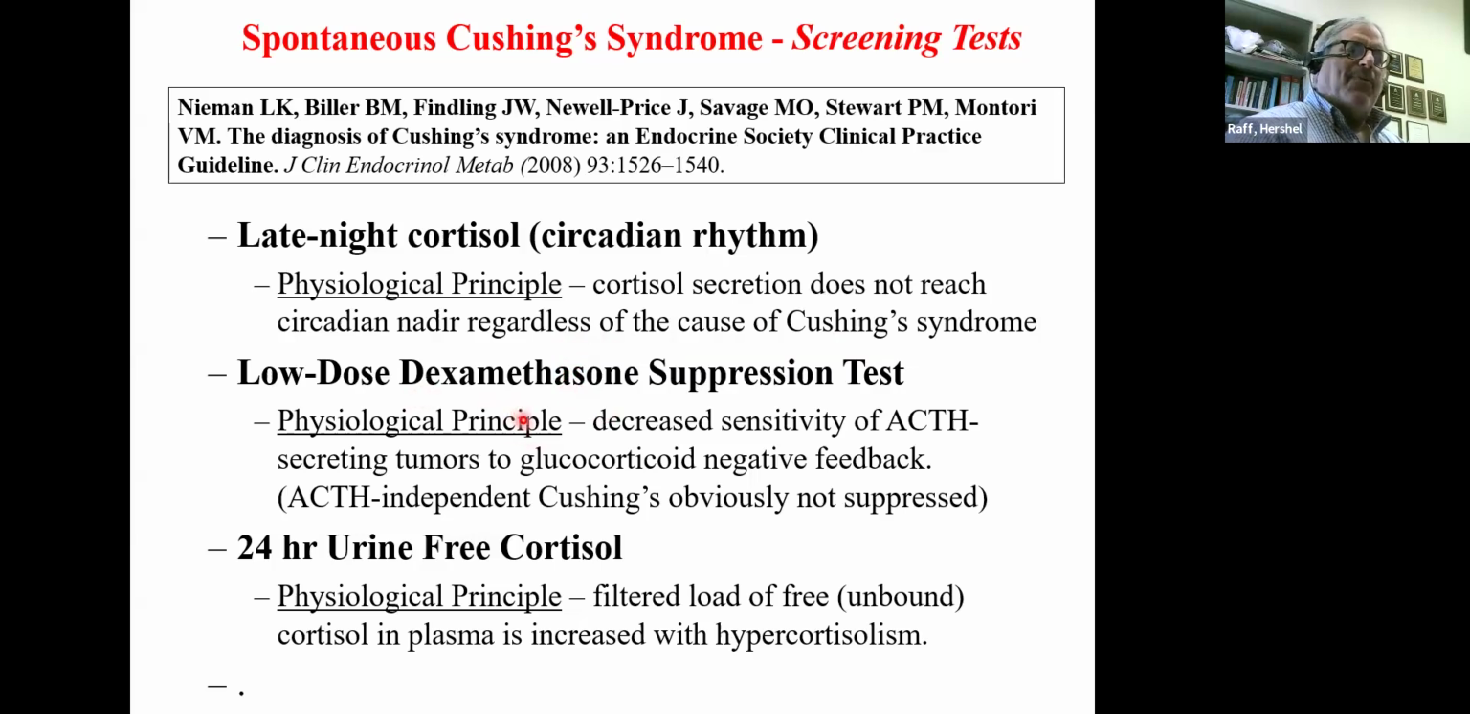The low dose dexamethasone suppression test, I'm sure you've all used it, learned about it in school. The physiological principle is different. It's a decreased sensitivity to glucocorticoid negative feedback. And the 24-hour urine-free cortisol, commonly done, it's actually the worst by far of these three tests, measures the filtered load of free cortisol in the blood. The nice thing about these three tests is that they assess different physiological aspects of the disease. So if one approach misses the patient, maybe the other one will pick it up.